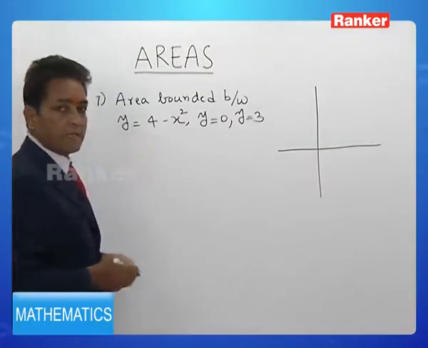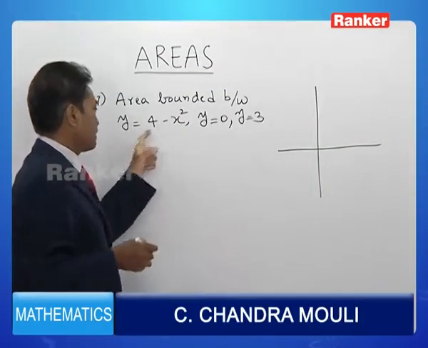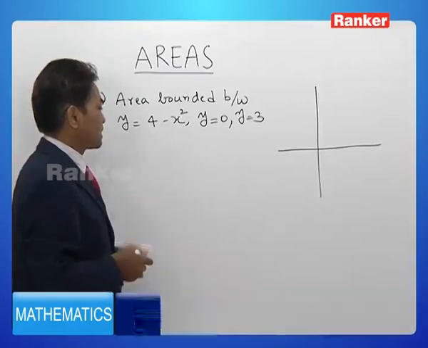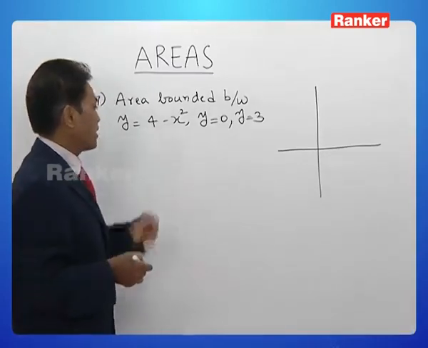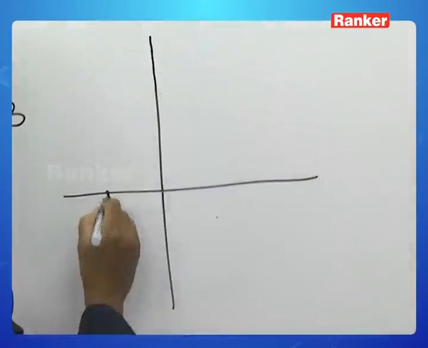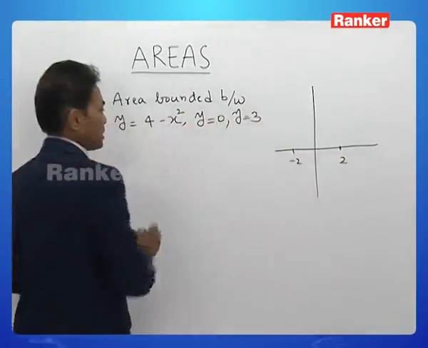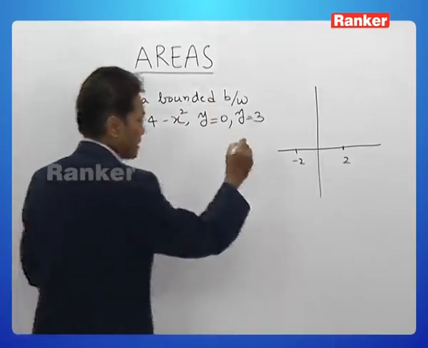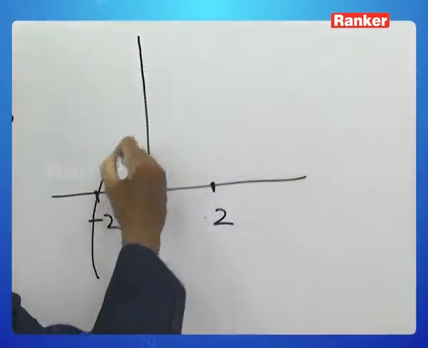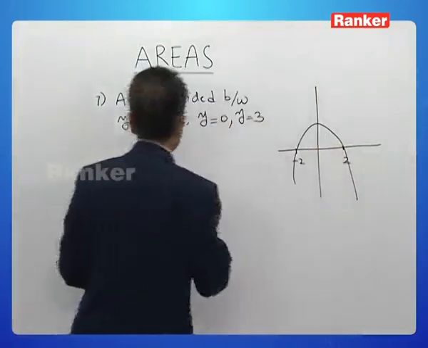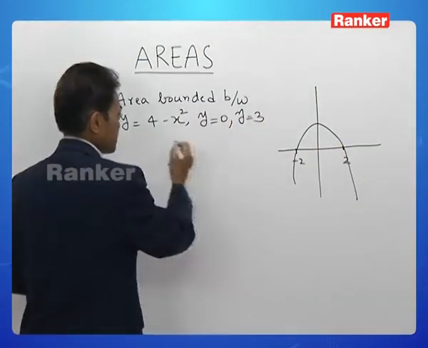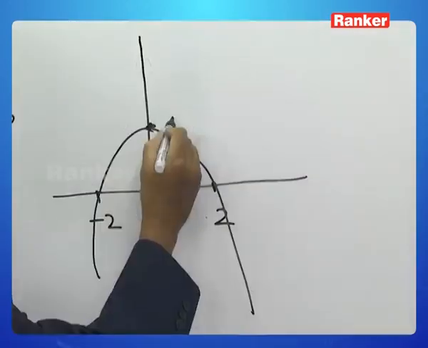Because x square is there, this is vertical parabola, and if you make y is equal to 0, it intersects the x axis at plus 2 and minus 2. So, consider minus 2 to plus 2. Because minus x square is there, downward parabola. It will be like this. But of course, this is nothing but 4 if you put x is equal to 0.